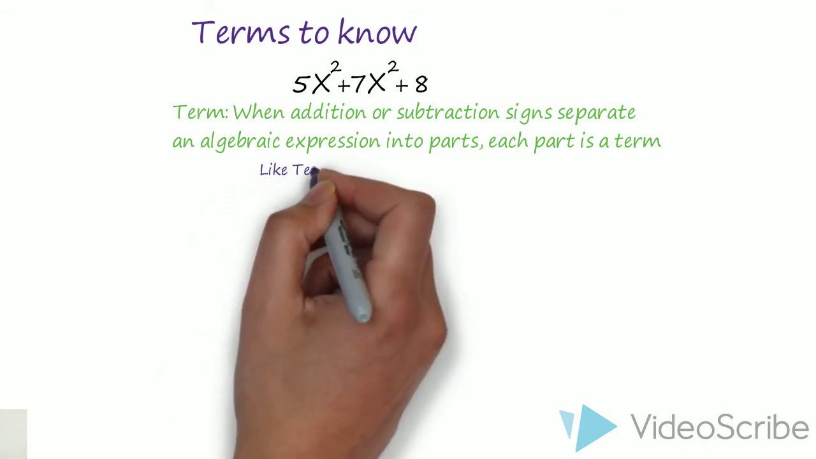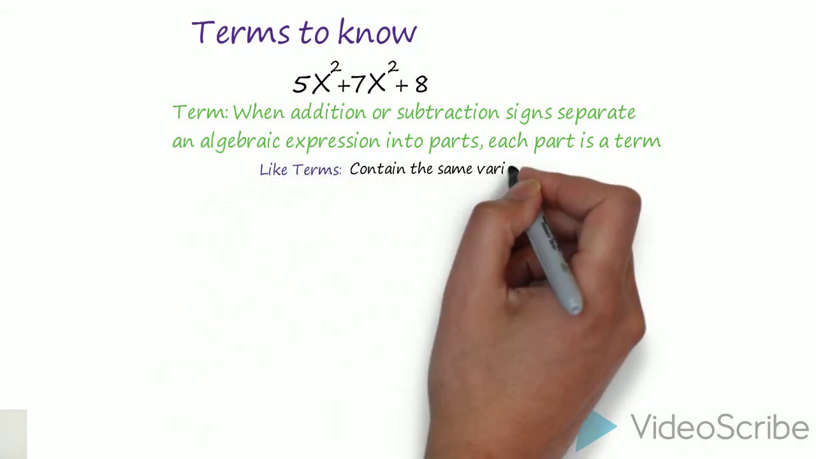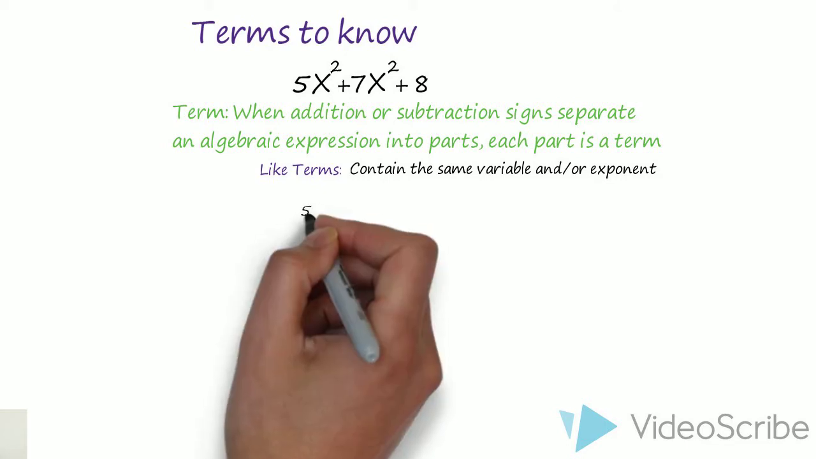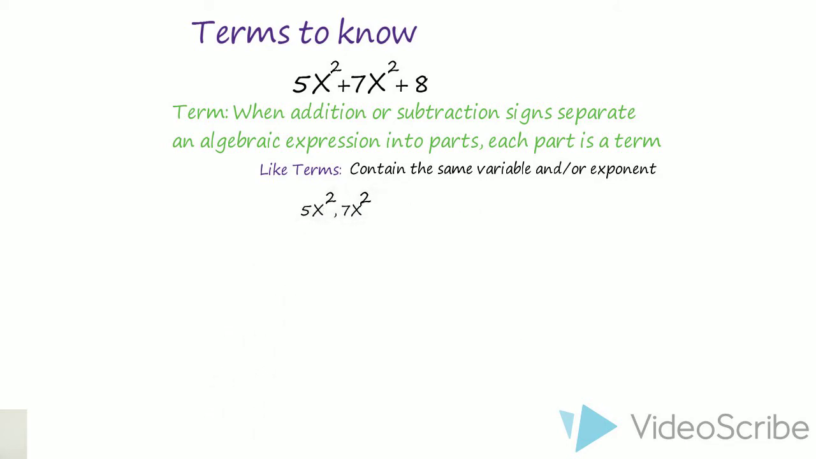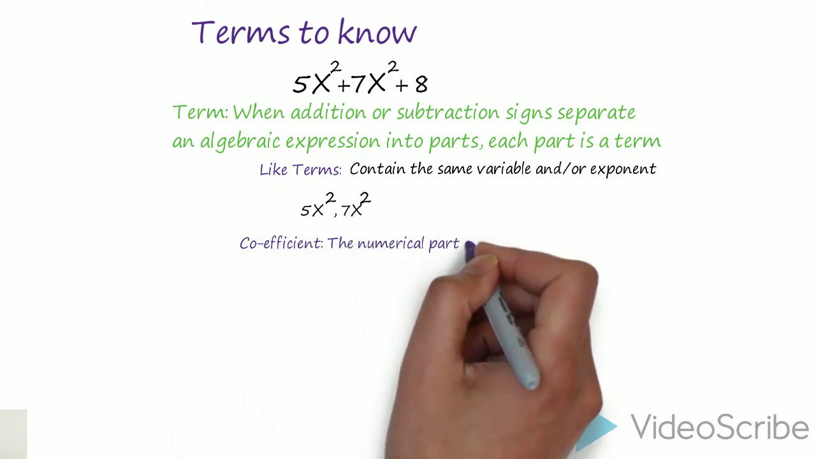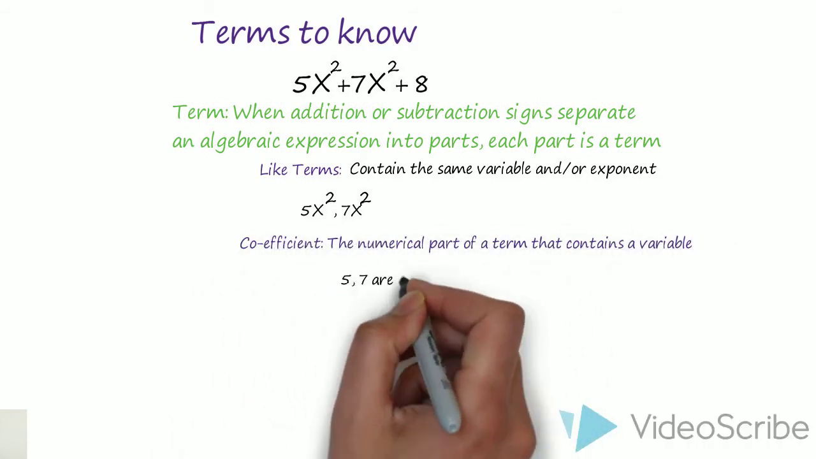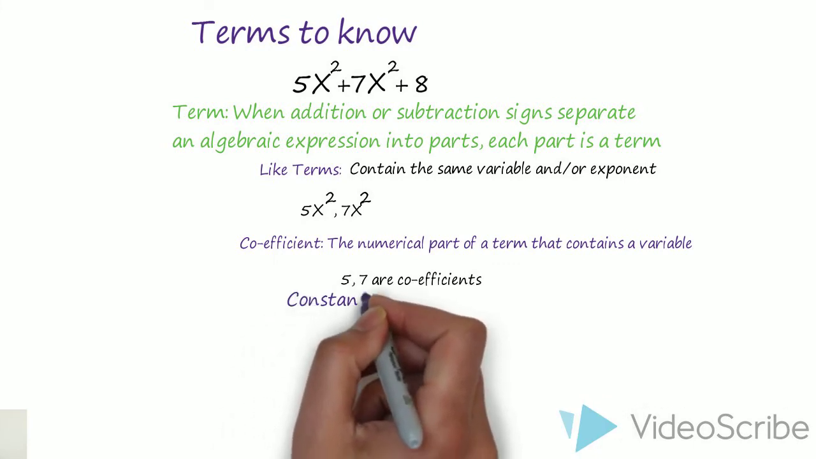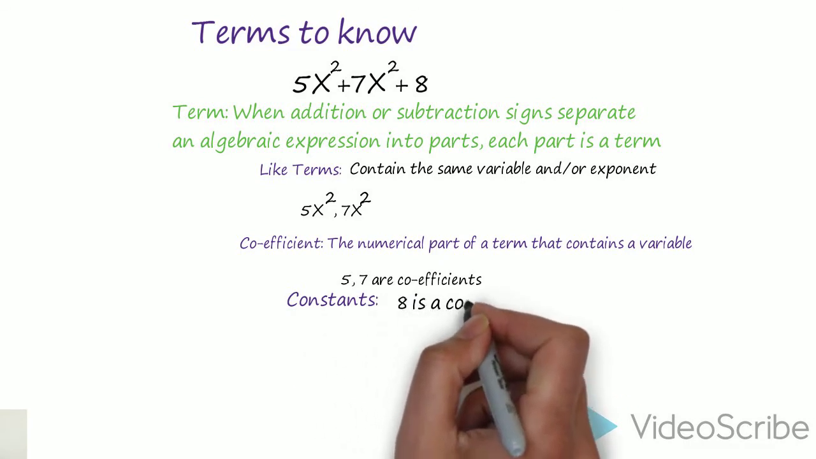Like terms contain the same variable and exponent. So 5x squared and 7x squared are like terms. You can combine them. Coefficients are the numerical part of a term that contains a variable. 5 and 7 are coefficients of x squared. You must know what exponents, the distributive property, and standard form are.